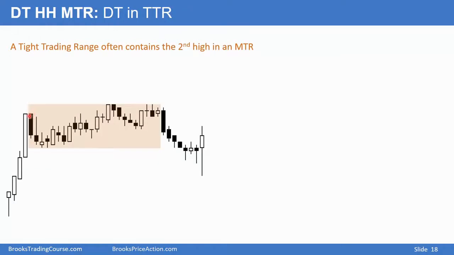Here we have a strong bull trend, and then we went sideways for about 20 or 30 bars. And we have a double top within that tight trading range. It's slightly above this high. However, whenever you have a tight trading range after a bull trend, and then you have a double top in the tight trading range, you got to be thinking about the possibility of a major trend reversal.